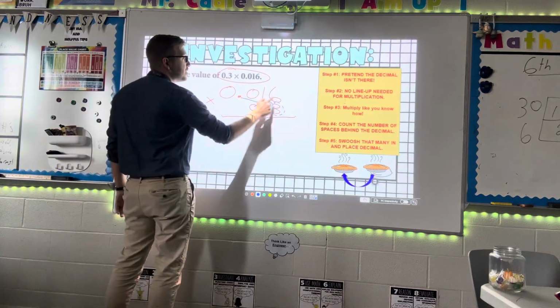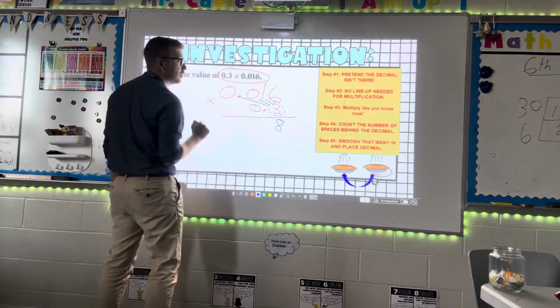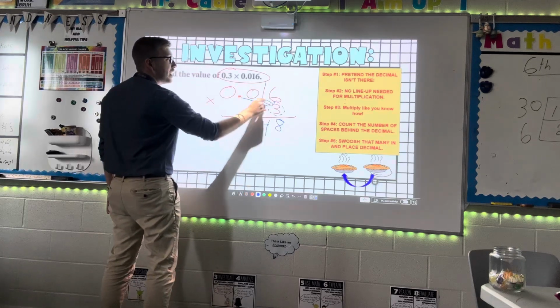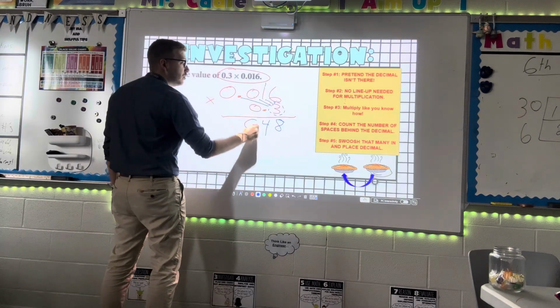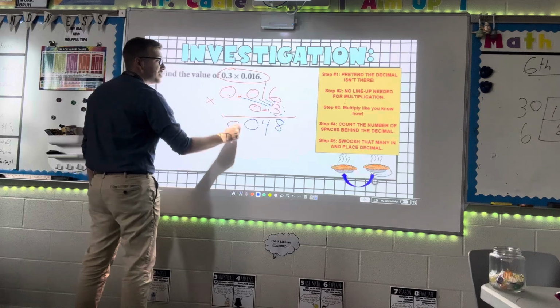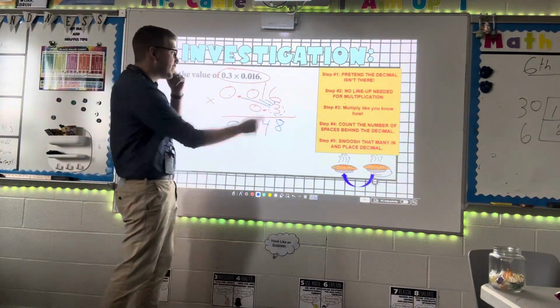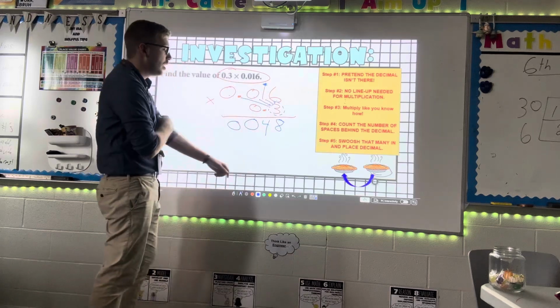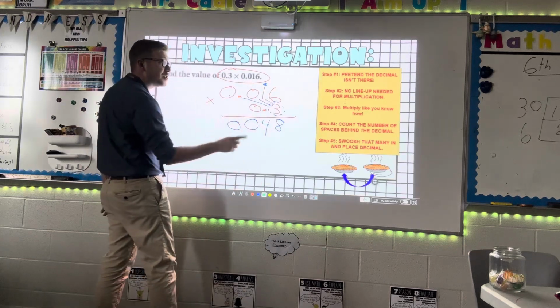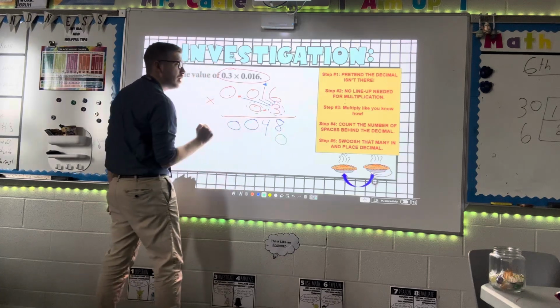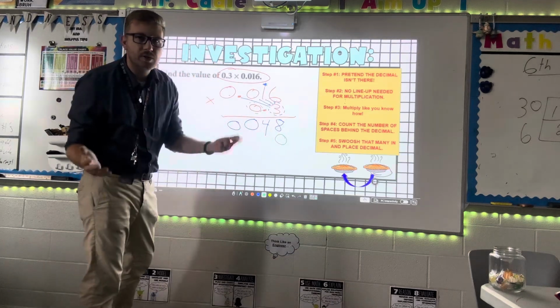So 3 times 6 is 18. 3 times 1 is 3, plus 1 is 4. 3 times this 0 is 0. 3 times this 0 is 0. Hey, cool, I just used up my 3. I don't need this carried 1 anymore. What I'm going to do is drop a magic 0 because I want to start using this 0. So drop a 0.